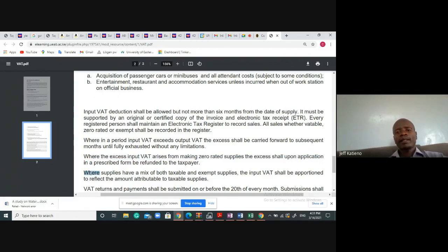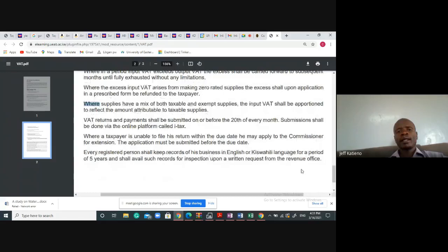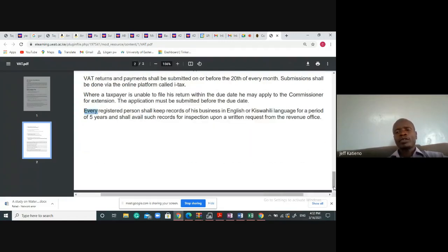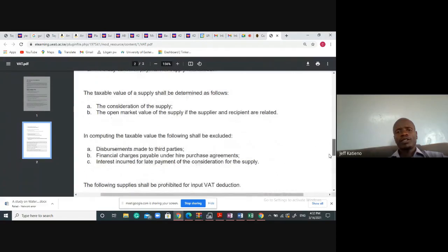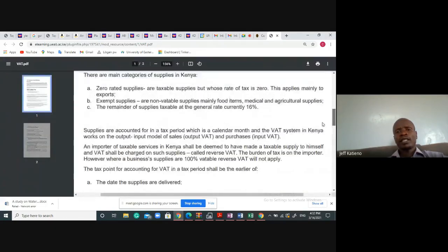Then where supplies have a mix of both taxable and exempt supplies, the input VAT shall be apportioned to reflect the amount attributable to taxable supplies. And that is what I've just discussed, the concept of apportioning when the supplies are mixed. And then VAT returns should be done by the 20th of every month via iTax. And where a taxpayer is unable to file, there should be an application before that time. Yeah, and the records in VAT should be kept for up to 5 years. So I think that is it with the VAT, in a nutshell.